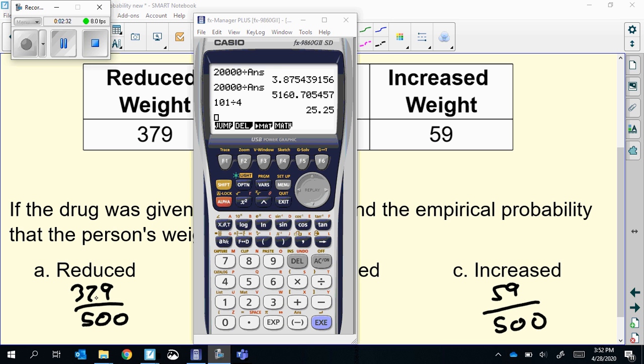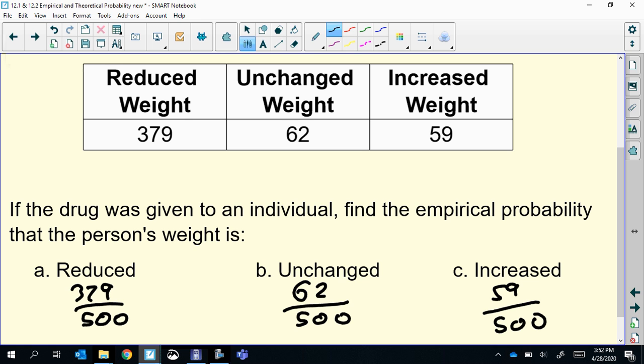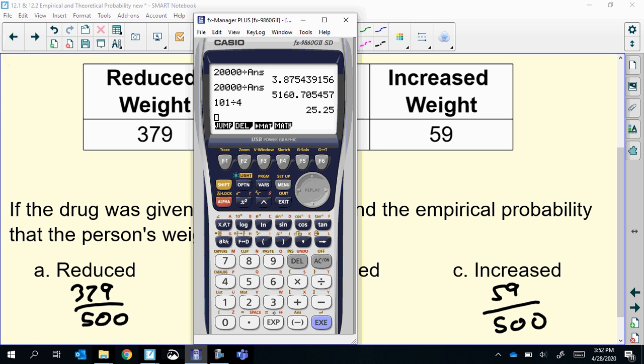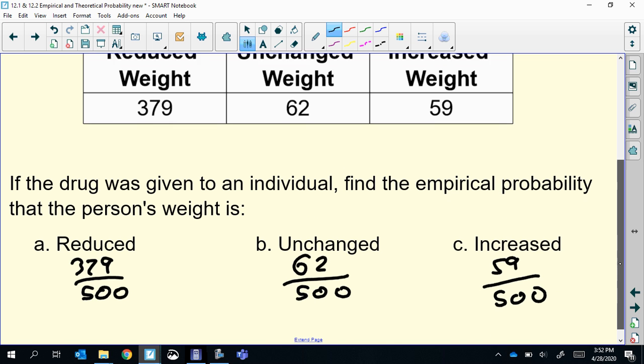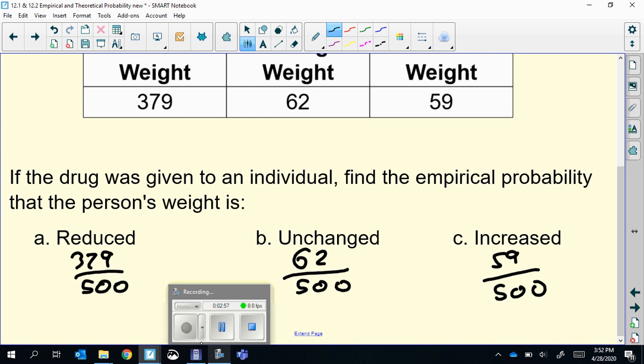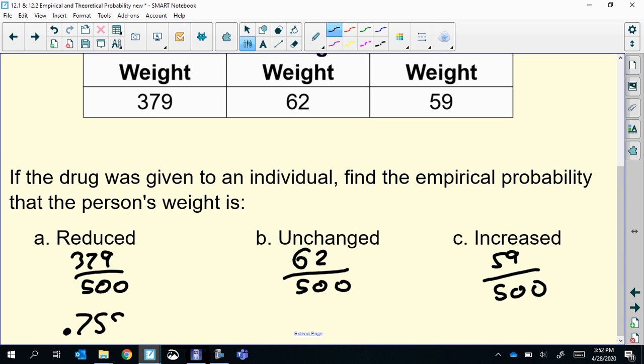And now all we have to do is just type in the probabilities that we got here. So 379 divided by 500. That's 75.8, and we can change these back to percents. You can change them to decimals. So we've got 0.758. Let's just do it as that. But of course, you could think about that as a percent. It's almost 76%.